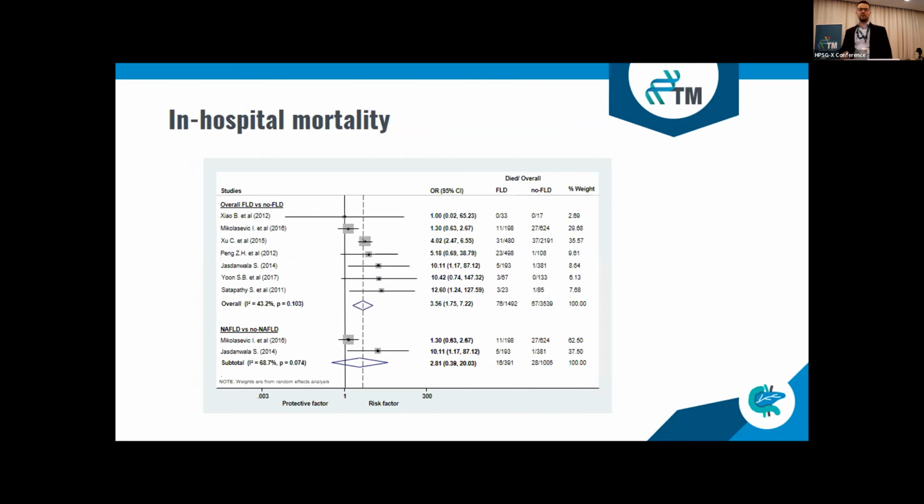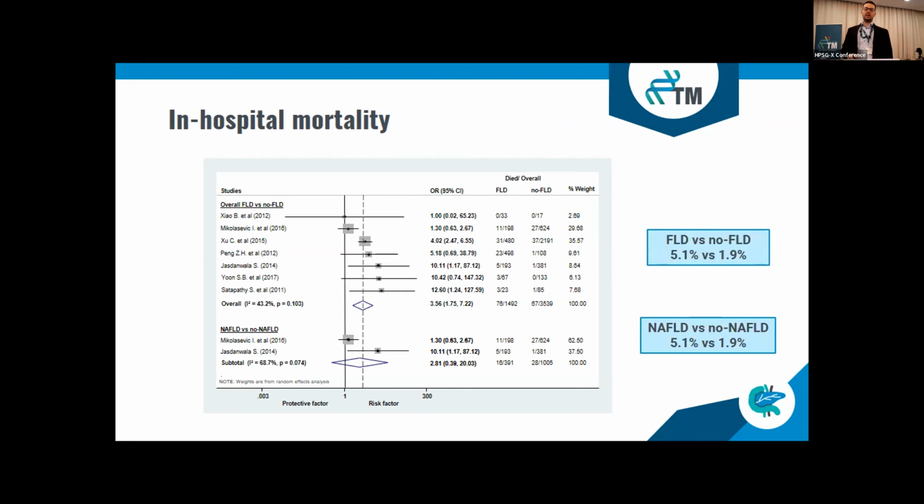Of course, we have looked also at the in-hospital mortality. If you look at the studies, you see that almost all of them show that fatty liver disease also increases in-hospital mortality. For the non-alcoholic fatty liver disease group, we managed to include only 2 studies, but we see that probably with additional studies, also in this case, we would have found increased odds of death in the fatty liver disease group. And here you can see the percentages. They are pretty much the same.